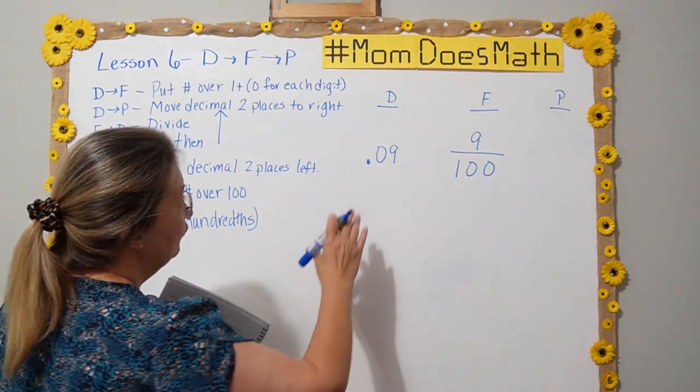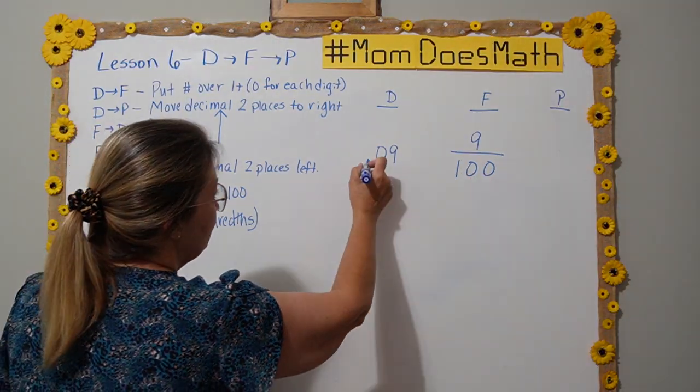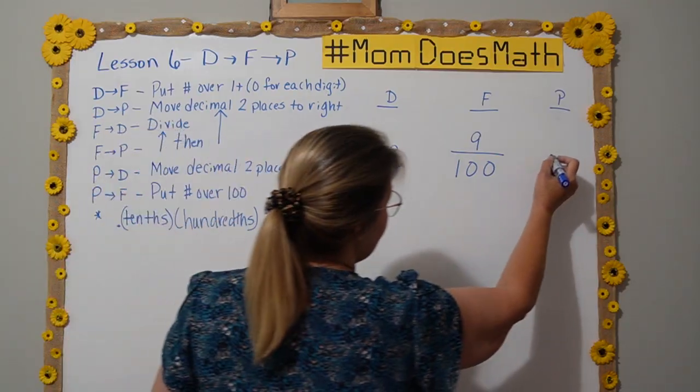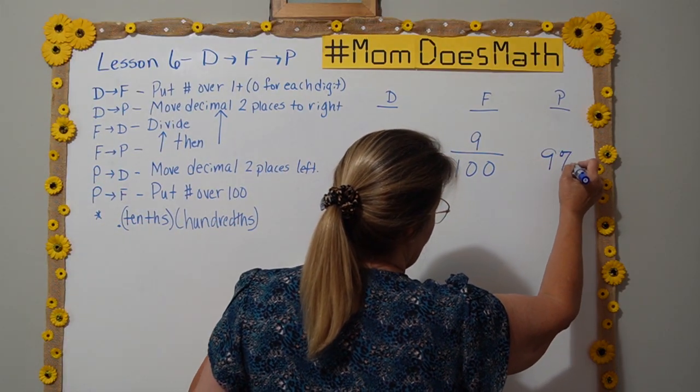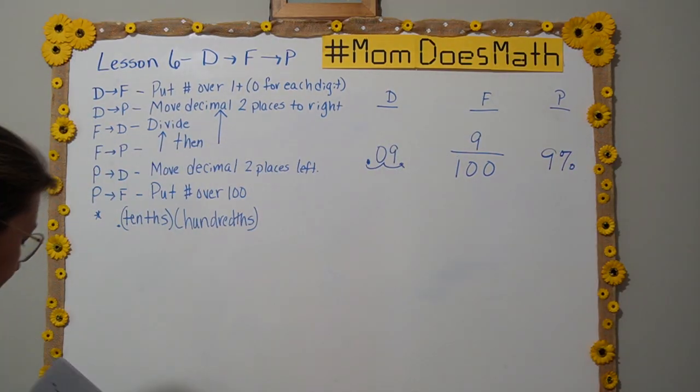Now, how do you go from a decimal to a percent? Well, you move it 2 places to the right. So this would be 9%.